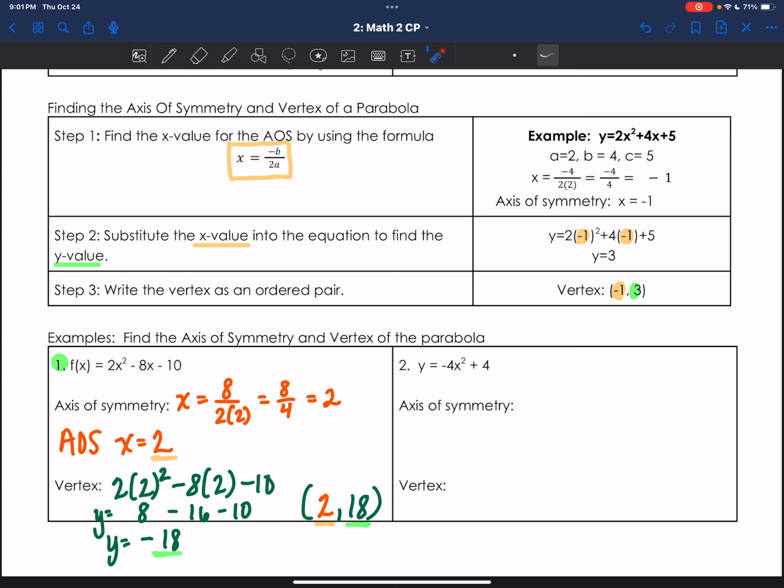Now once you know your axis of symmetry is -1, we're going to plug -1 back into your original equation and find the y value. Then, once you've got both, put them together, and that's your vertex.